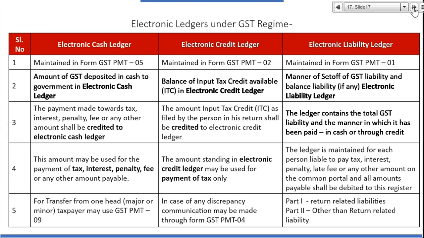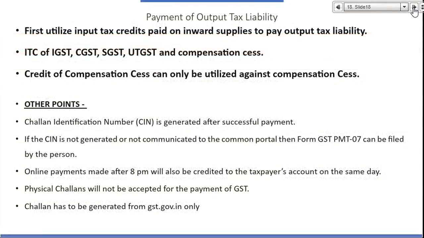It has two parts, part 1 and part 2. Any liability for tax, interest, penalty, late fee or any other liability will be debited to this ledger. Like in GSTR 3B table 4 outward supply I have filled. Once I fill my outward supply table, the balance will come in the electronic liability ledger. Part 1 is return related liability, meaning reported in GSTR 3B, it will come here. Part 2, when the department issues a notice or something, it will come under part 2, other than return related liability. Now we'll move to the subsequent slide.